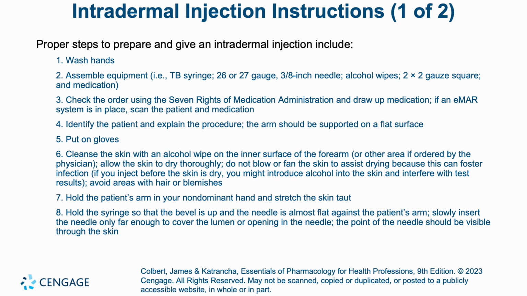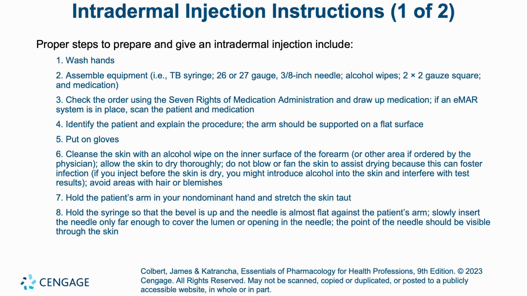Intradermal injection instructions. Proper steps to prepare and give an intradermal injection include: 1. Wash hands. 2. Assemble equipment. 3. Check the order using the 7 rights of medication administration and draw up medication. If an EMR system is in place, scan the patient and medication. 4. Identify the patient and explain the procedure.